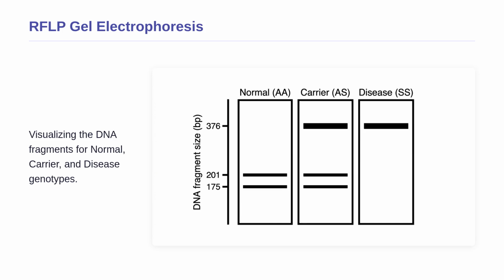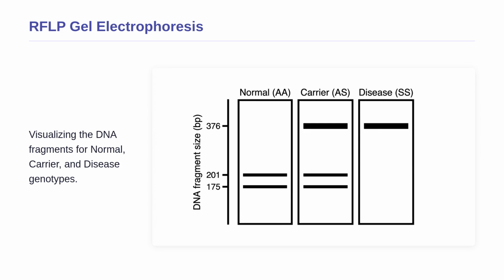Let us look at how these mathematical results actually appear in a laboratory. What you are seeing here is a diagram of an RFLP gel electrophoresis. The vertical axis represents the DNA fragment size in base pairs, with larger fragments sitting higher up. We have 3 columns. On the far left, the normal individual shows two distinct bands at the bottom, representing the 175 and 201 base pair fragments.